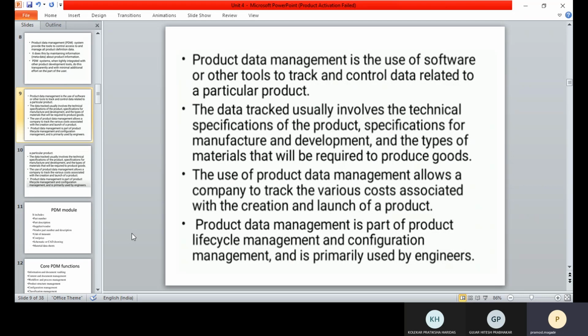The product data management is the use of software or other tools to track and control the data related to the particular product.